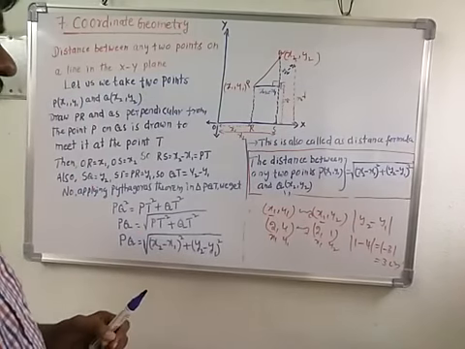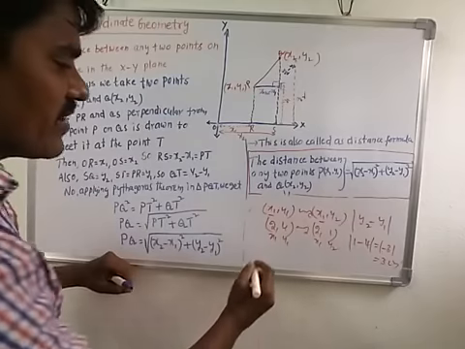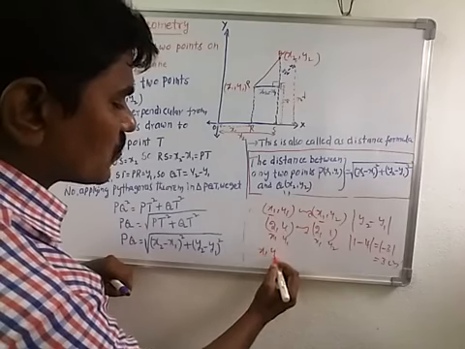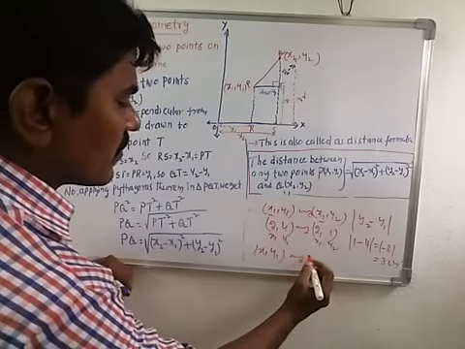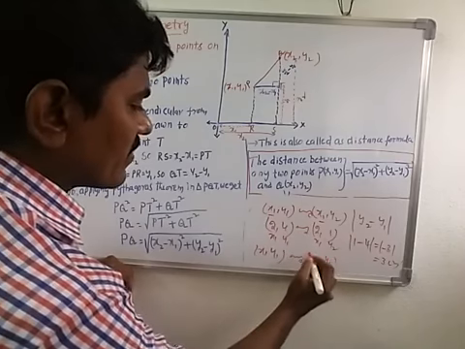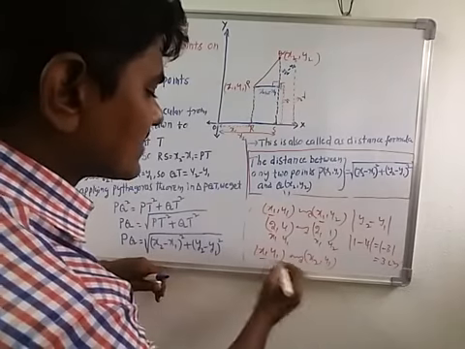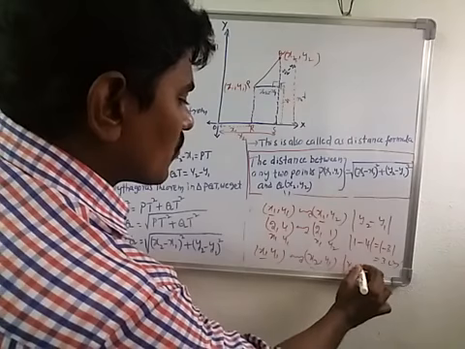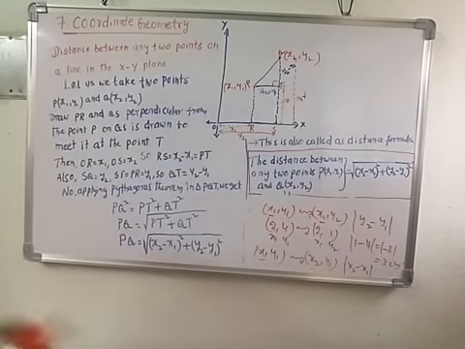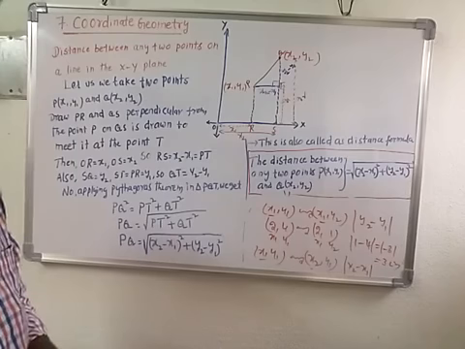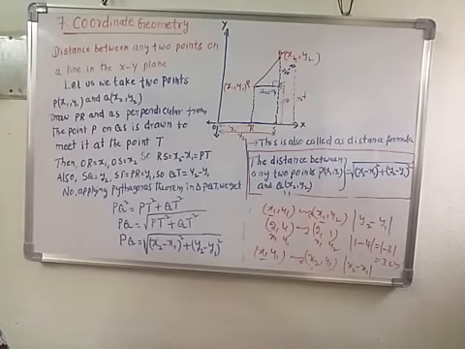And also, what is the distance between 2 points x1, y1 and x2, y1 on a line parallel to x-axis? On a line parallel to x-axis it is the modulus of x2 minus x1. Today we have learnt the distance between any 2 points P x1, y1 and Q x2, y2.